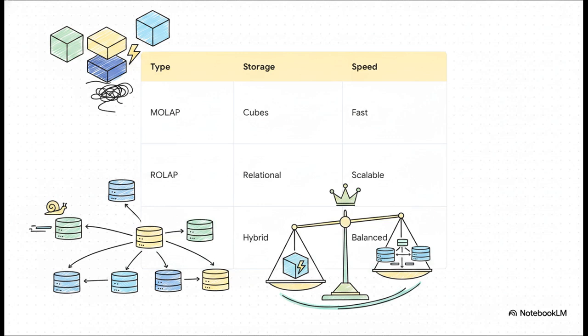And then we have HOLAP, the hybrid OLAP. This is the just right solution. It uses those fast multidimensional cubes for high-level summaries, while still retaining standard relational tables for the raw, granular details. It brilliantly balances speed and depth.